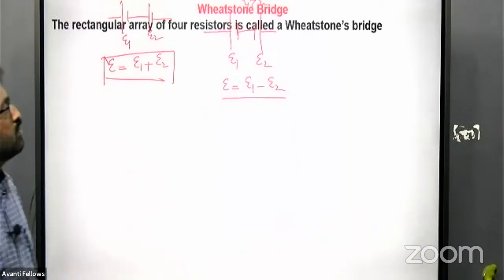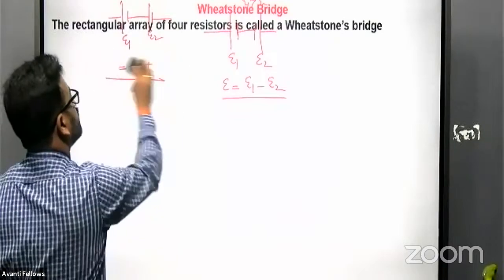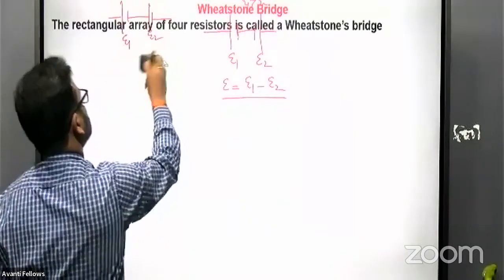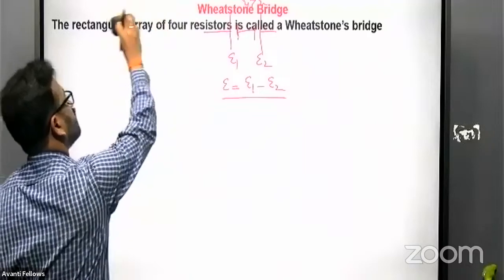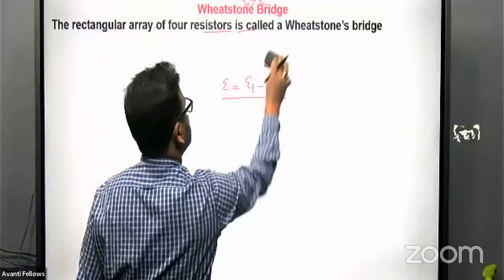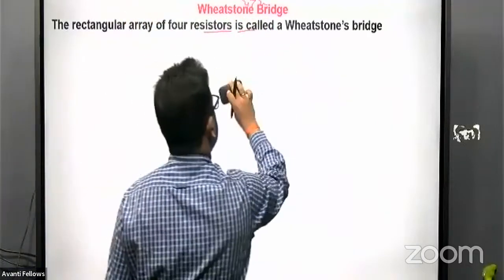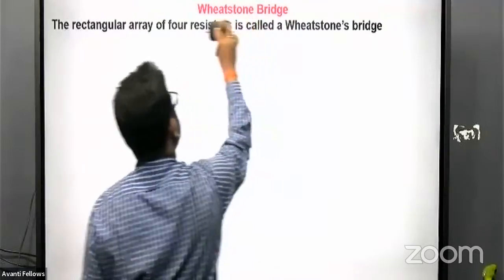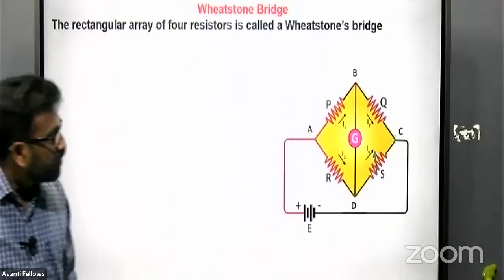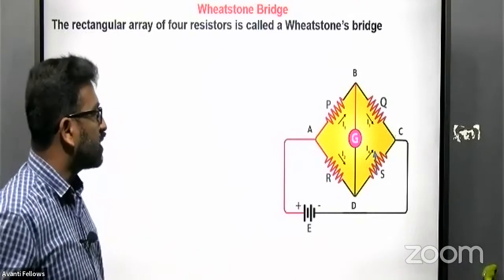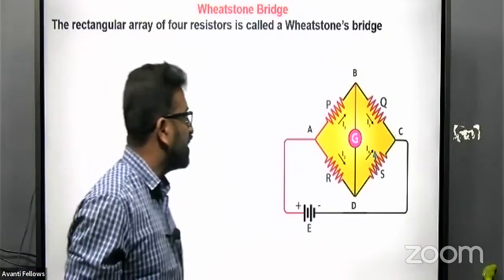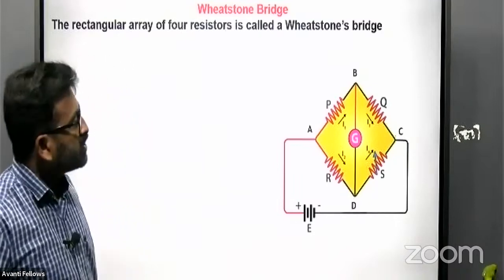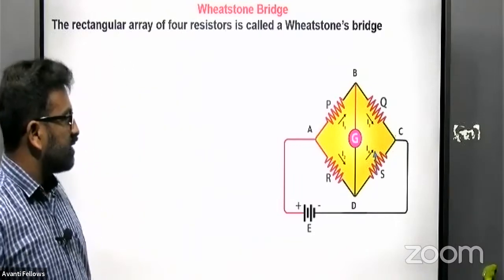Now let's move on to Wheatstone's bridge. It's a particular arrangement of 4 resistors. 4 resistors are arranged at the 4 arms of a network, so that is called a Wheatstone's bridge. 4 resistors are there, P, Q, R, and S. Currents are also there, I1, I2, I3, and I4.